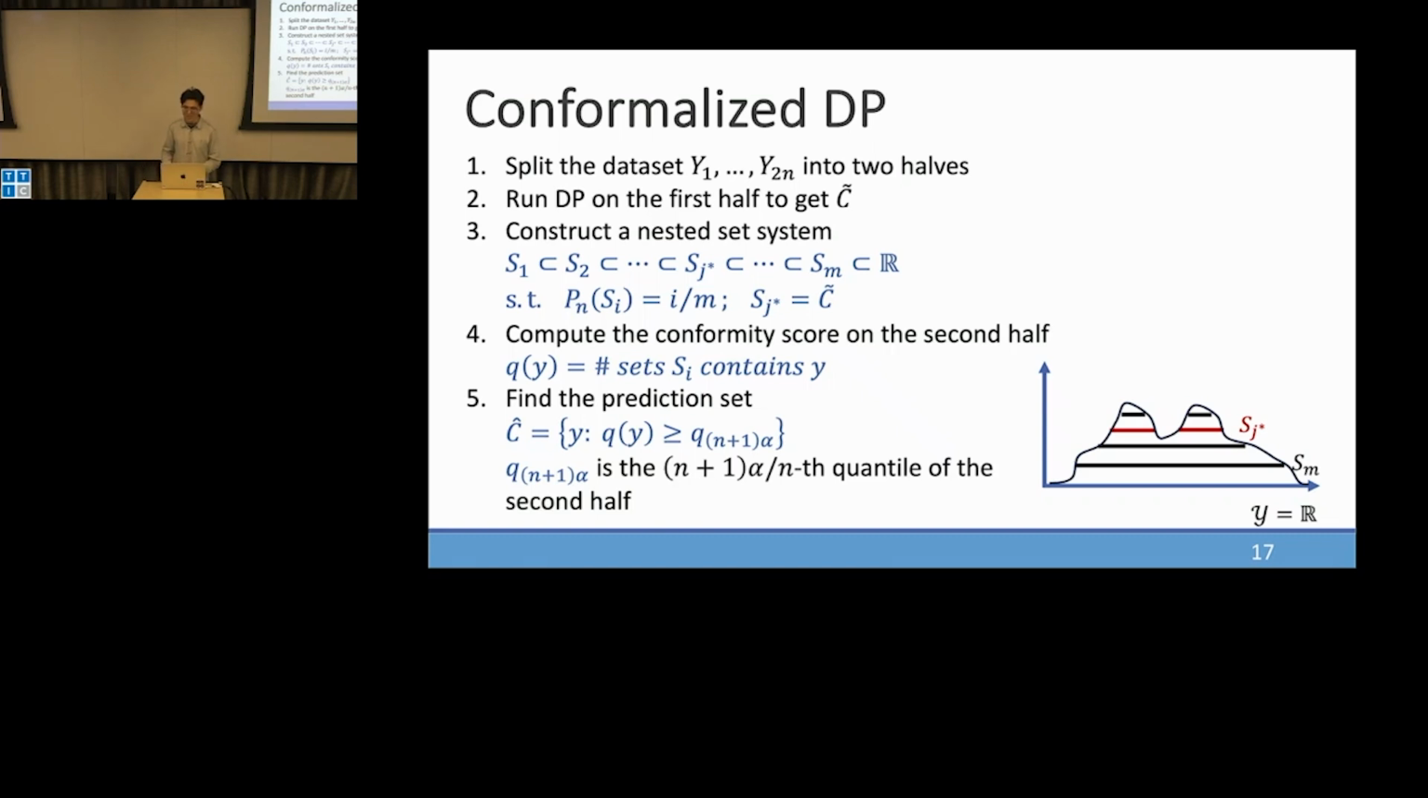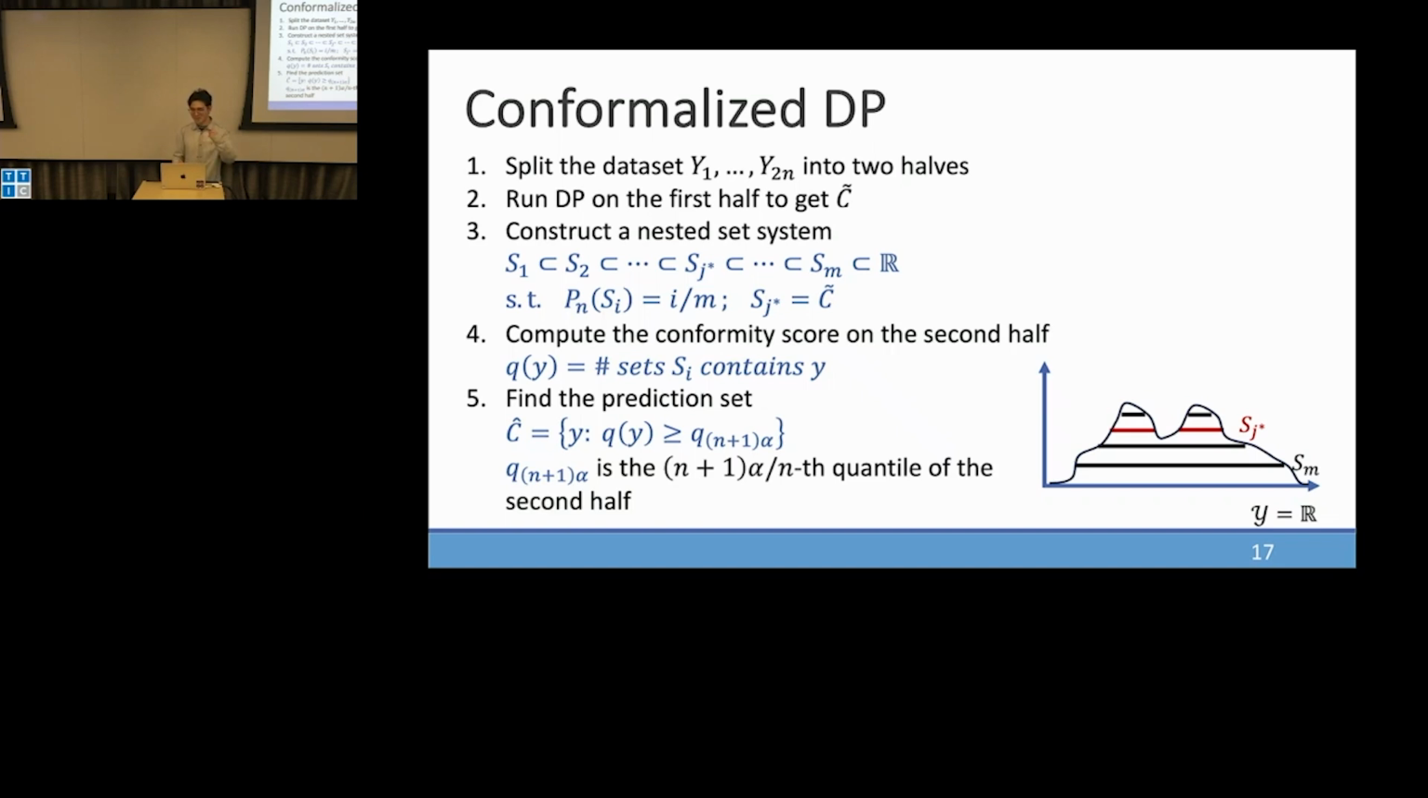And then we construct a nested system, where we greedily shrink and extend these intervals to get different levels of coverage from 1 over m to entire coverage 1. So S_j would be in the middle level, which is our DP solution. Then we compute the conformity score on the second half as a validation process, so we use the second half of the data to validate.